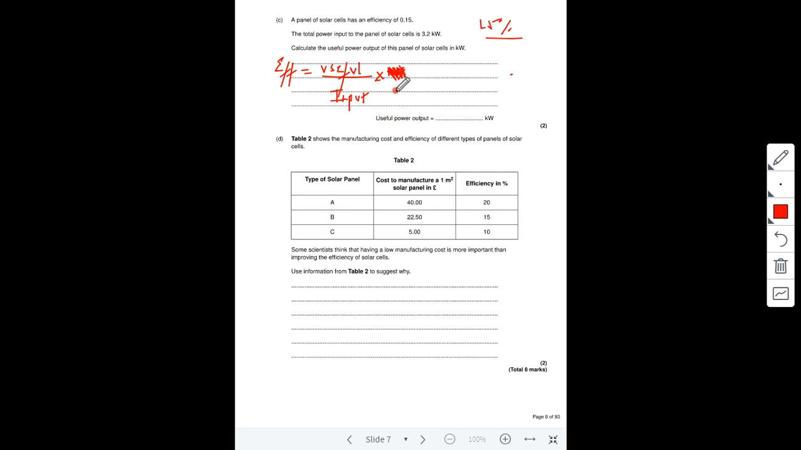Okay. Now efficiency is given as 0.15. So 0.15 is equal to useful over input. The total power input to the panel of the solar cell is 3.2 kilowatts, and you have to calculate the useful power. Let me name it U. Simple, I just cross multiply. So useful power is equal to 0.15 multiplied by 3.2. Clear? Yeah. So multiply this and give me the value.